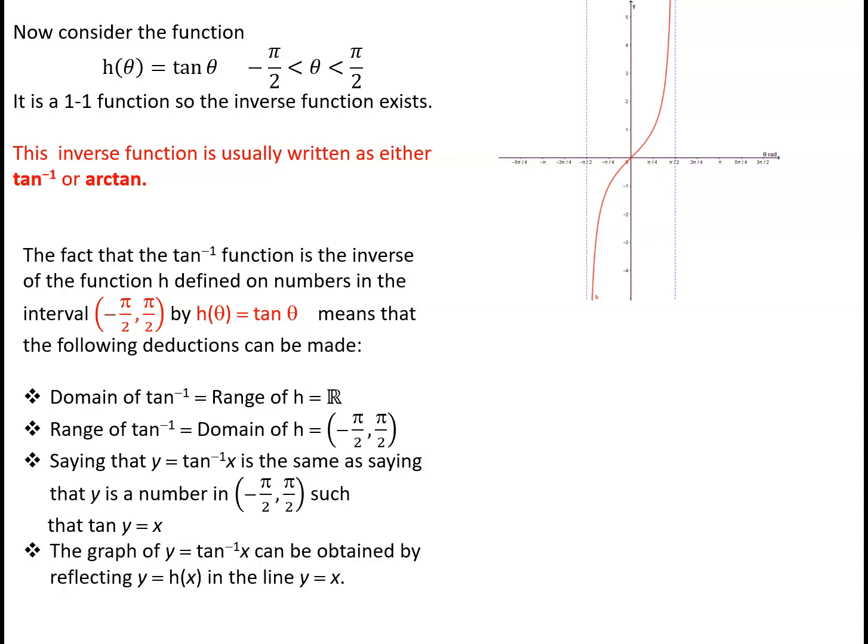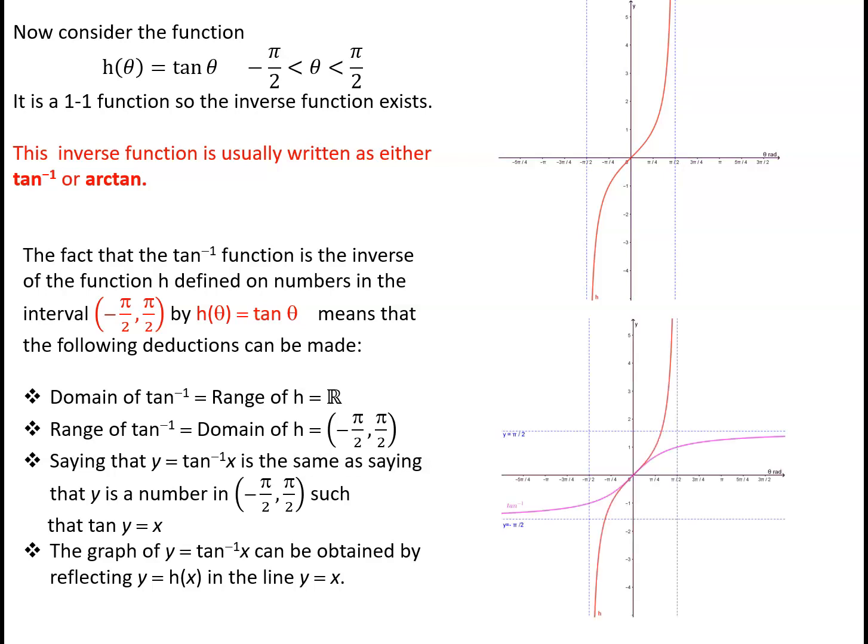And the graph of y equals the inverse tan of x, or the graph of y equals tan to the minus 1 of x, can be obtained by reflecting the graph of y equals h of x in the line y equals x. And notice on the graphs here that the dotted lines are actually showing the asymptotes of the respective graphs.